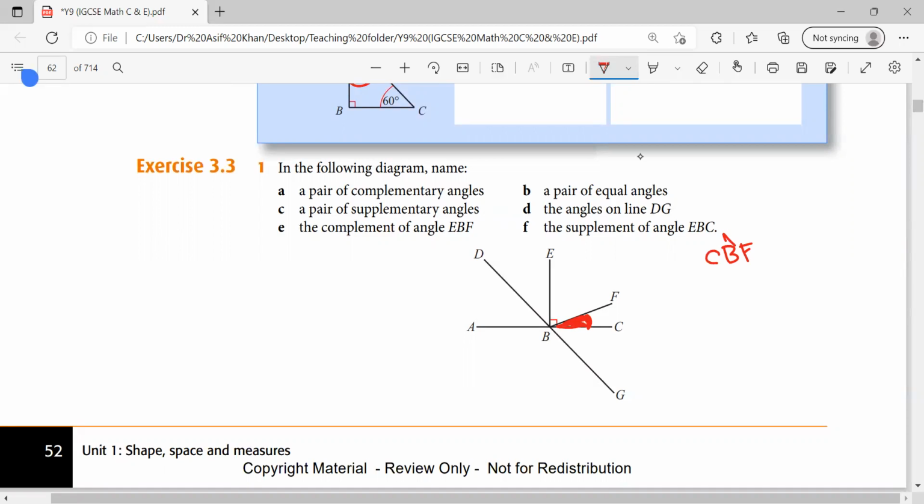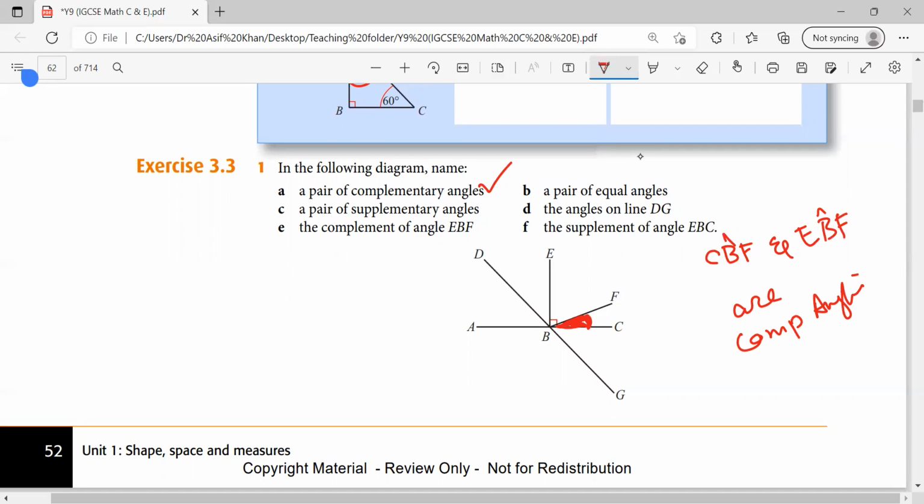Similarly, what is the other angle? If you talk about the complementary angles, EBF, just one. CBF and EBF are complementary angles. Like this, you can identify the other one also. What are the complementary angles?